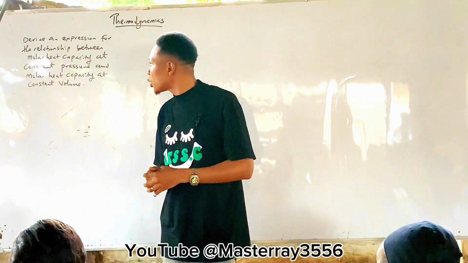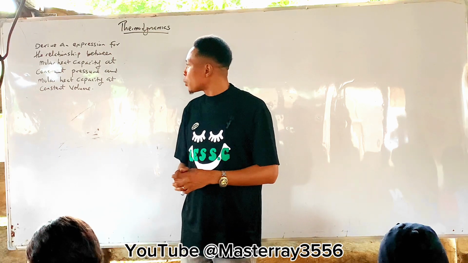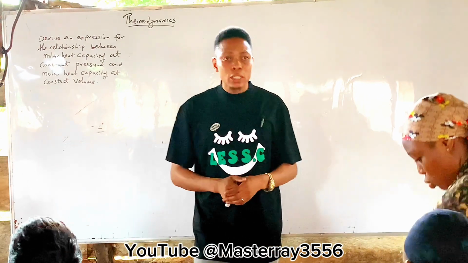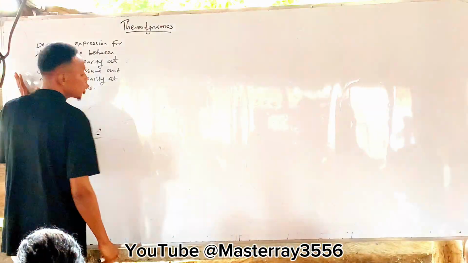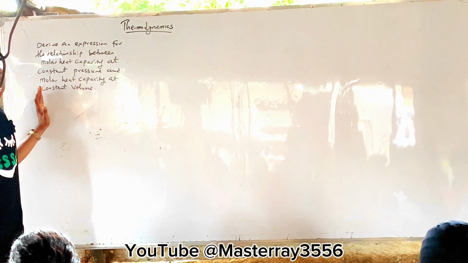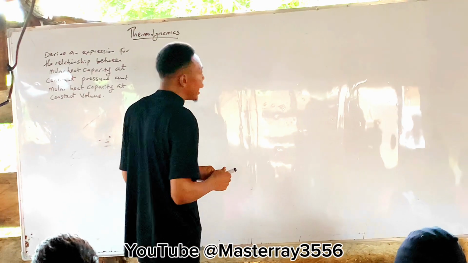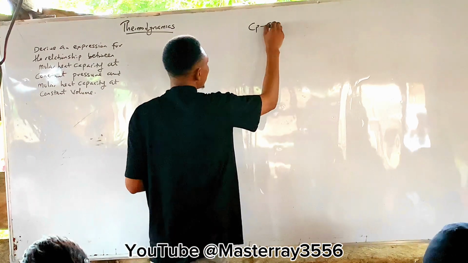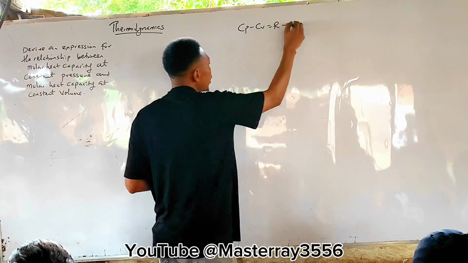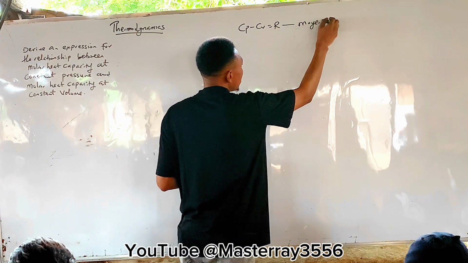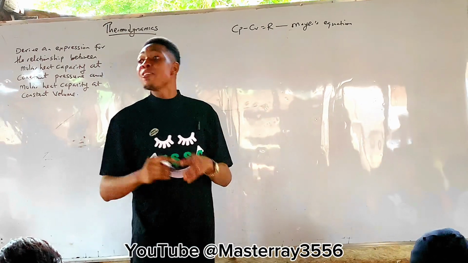Find an expression for the relationship between molar heat capacity at constant pressure and molar heat capacity at constant volume. This relationship is also known as Meyer's equation. What they ask you to prove is Cp minus Cv equals R. So like I said, this equation is known as Meyer's equation. In some cases, they'll just tell you to derive Meyer's equation.